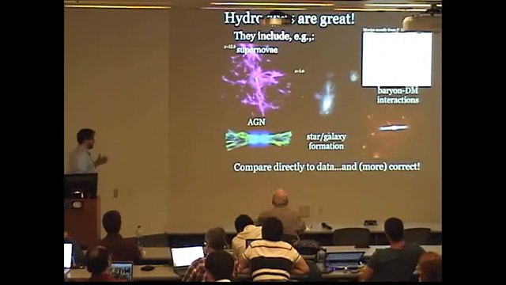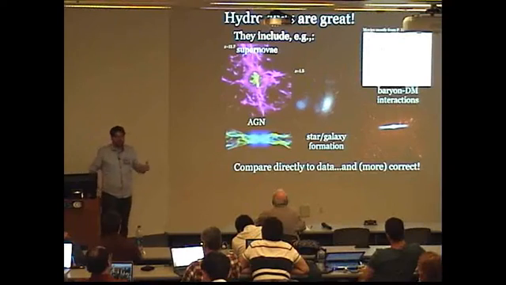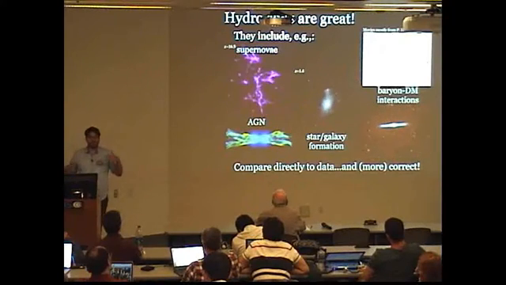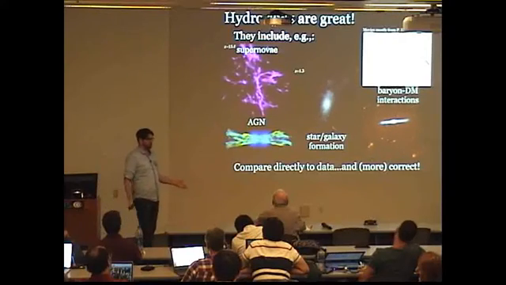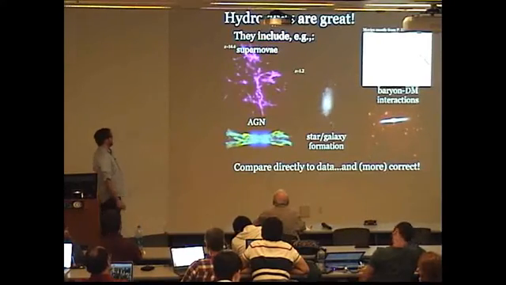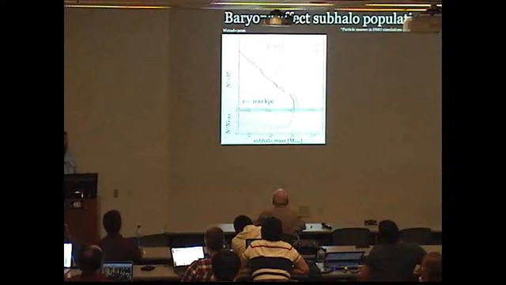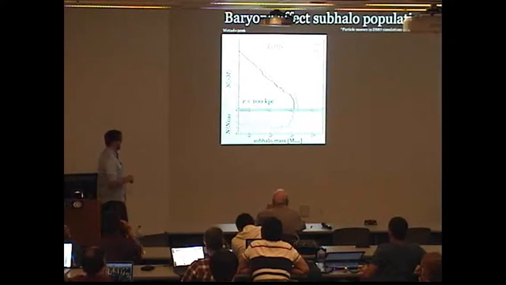Now, these are awesome. They can compare directly to data. And not only that, but because they include more physics, I think we can pretty reliably say that they are at least more correct than dark matter-only simulations. So what do I mean by that? This is a plot from the Latte simulation that I thought Andrew Wetzel was going to be presenting here earlier, but he couldn't make it.